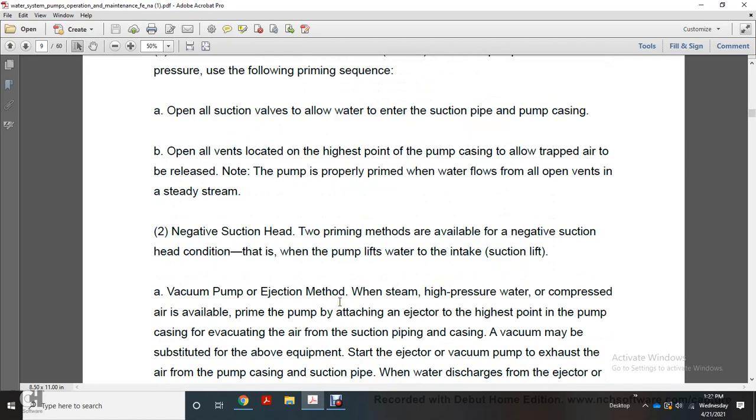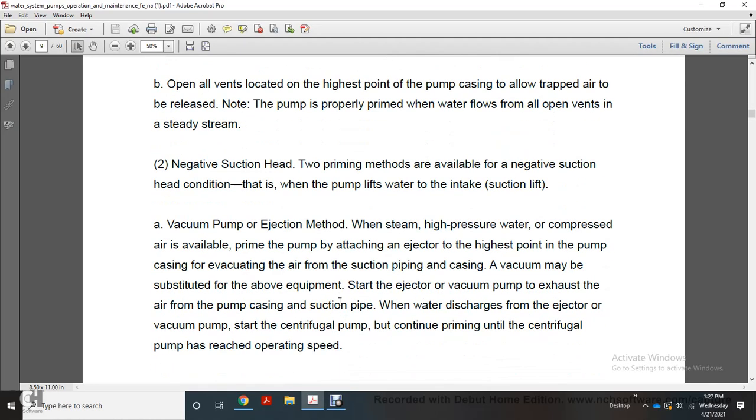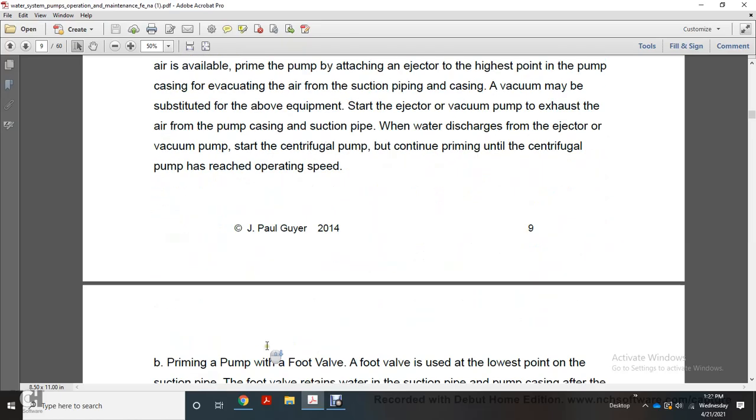2. Negative suction head. Two priming methods are available for the negative suction head condition, that is, when the pump lifts the water through the suction lift. Vacuum pump or ejector method, when steam, high pressure water or compressed air is available: to prime the pump, attach the ejector to the highest point of the pump casing, evacuating the air from the suction pipe and casing. A vacuum pump may be substituted for the above equipment. Start the ejector or vacuum pump to exhaust the air from the pump casing and suction pipe, with water discharging from the ejector or vacuum pump. Start the centrifugal pump, but continue priming until the centrifugal pump has reached its operating speed.